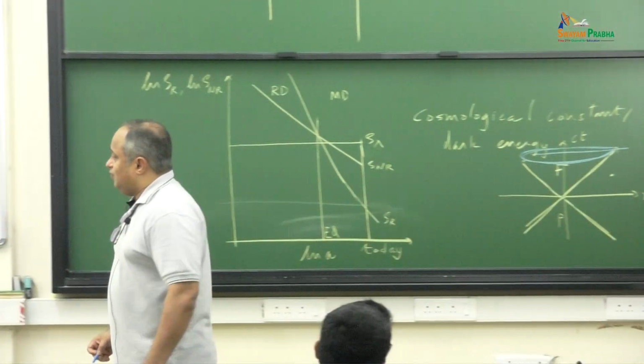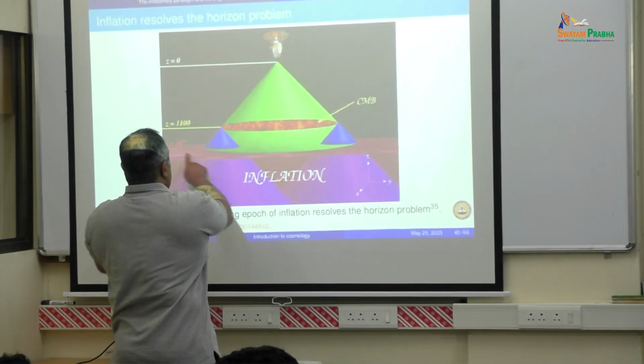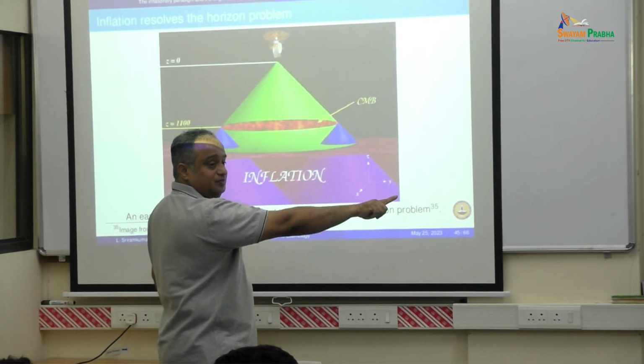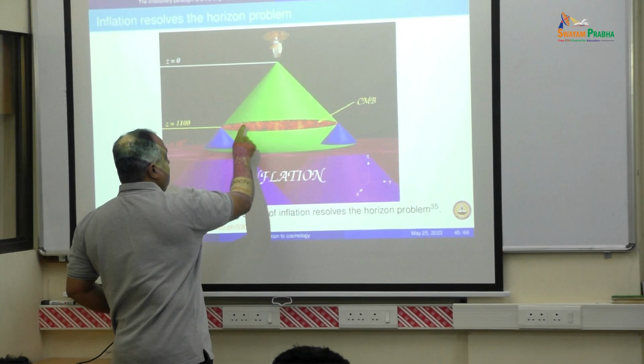So invert one of these blue cones. There will be a blue cone like this here. This was the Big Bang. There was a blue cone here, very much like that I have drawn. So what it means is that only this region of the sky could have been influenced.